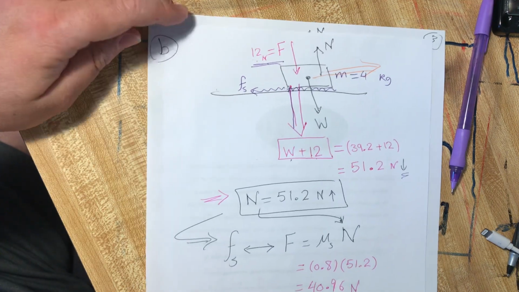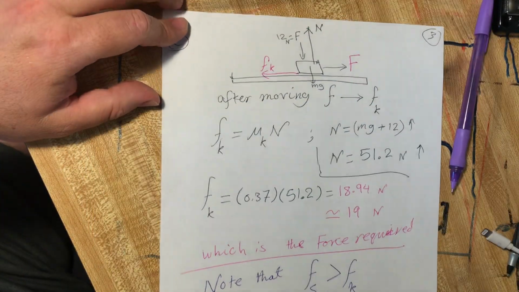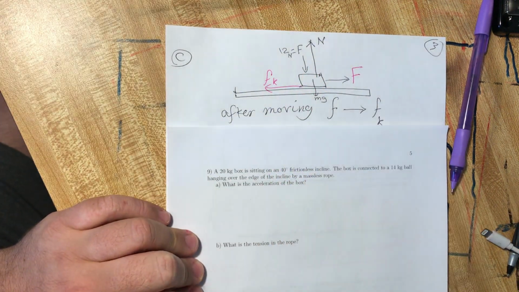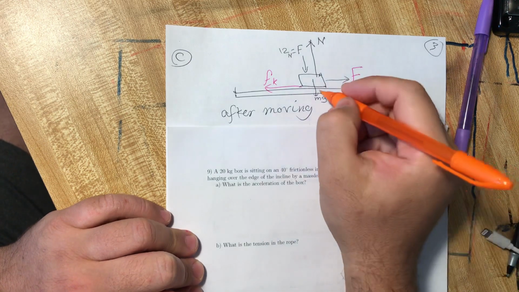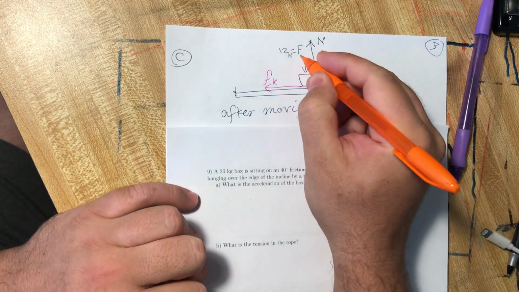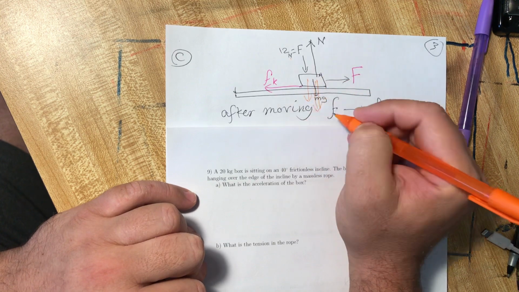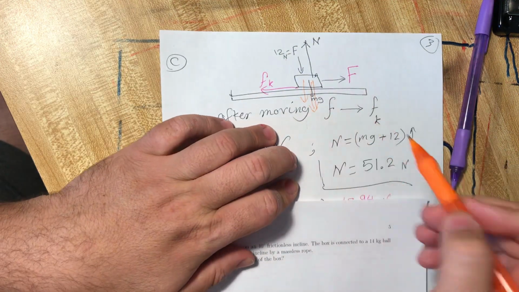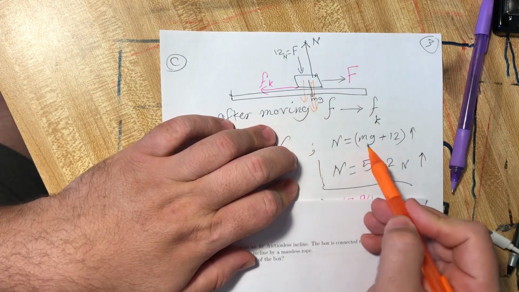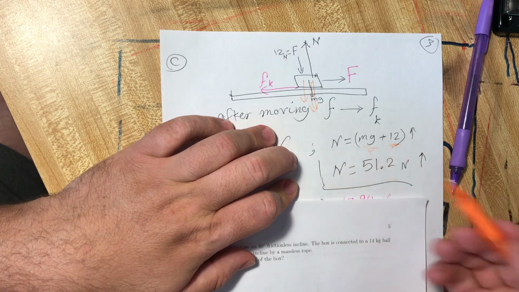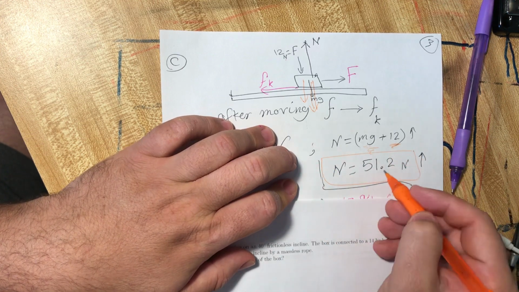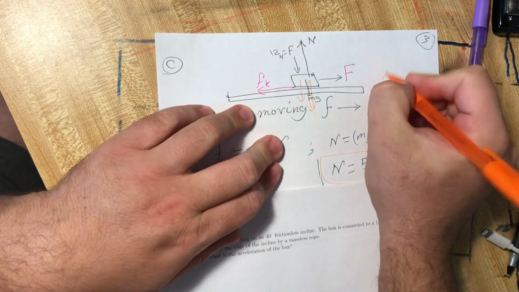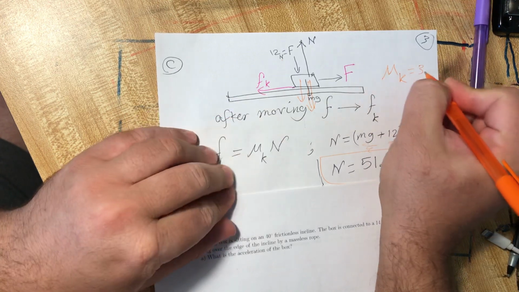Okay, part 3. The body now starts moving with the applied force at 12 newtons. So we now have the weight downward, and also the applied force, which is 12, downward. Altogether the normal force will be equal to the weight plus the applied force, which is the same as the previous part, 51.2.